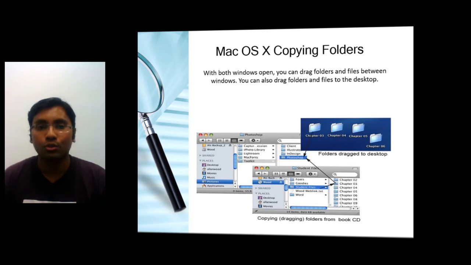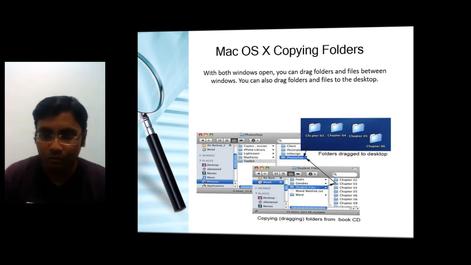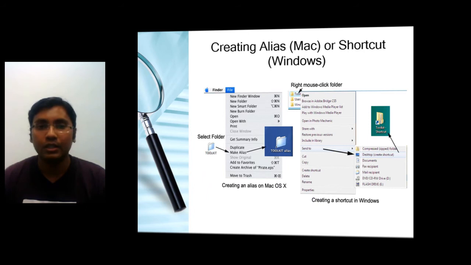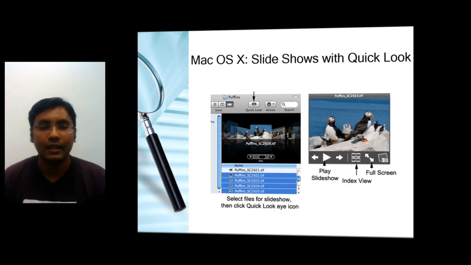And also in Mac OS, it is pretty much easier to copy folders and files from one place to another. For example, if you see the picture view, you can see how easy it is to copy and read from a folder from your CD. And creating an alias or shortcut, as you can see, it is easy to create a shortcut in Mac. And if you organize your desktop in an efficient way, you can organize it like this. So here is the quick look of your Mac OS. So this is all about my part.